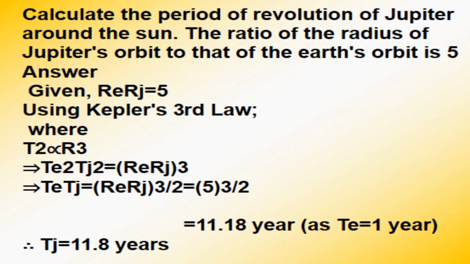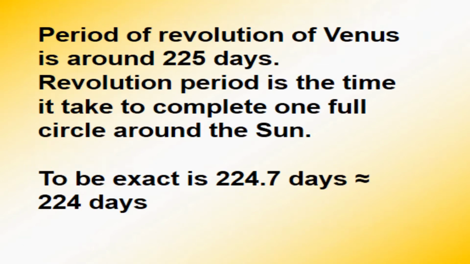Now, everybody, let's take a look at Venus. Venus takes about 224 days to complete one full circle around the Sun, knowing that Venus is closer to the Sun as compared to Earth. The Earth takes about 365 days to complete one revolution around the Sun. Alright, so that's Kepler's third law.